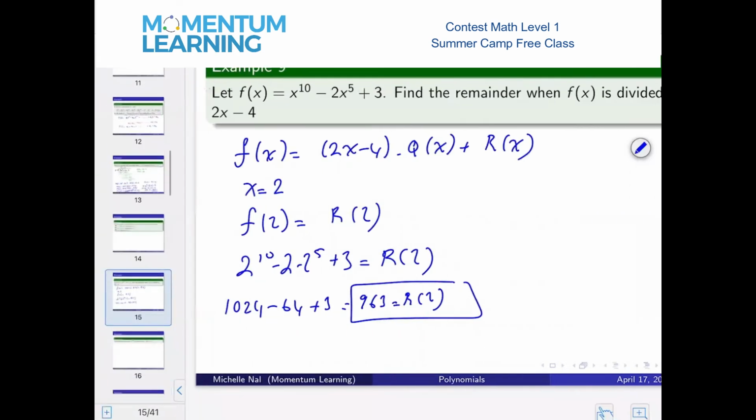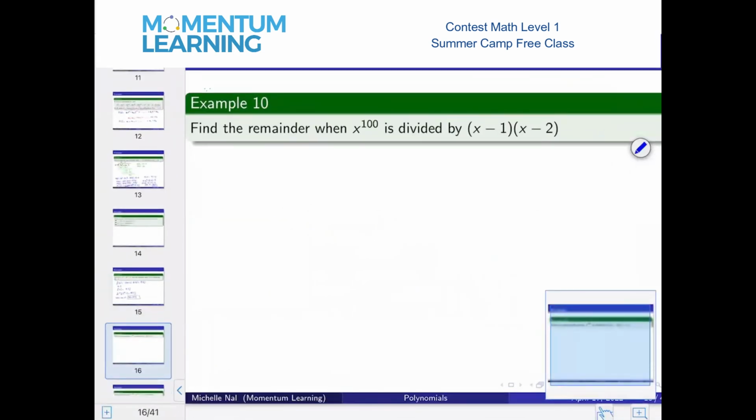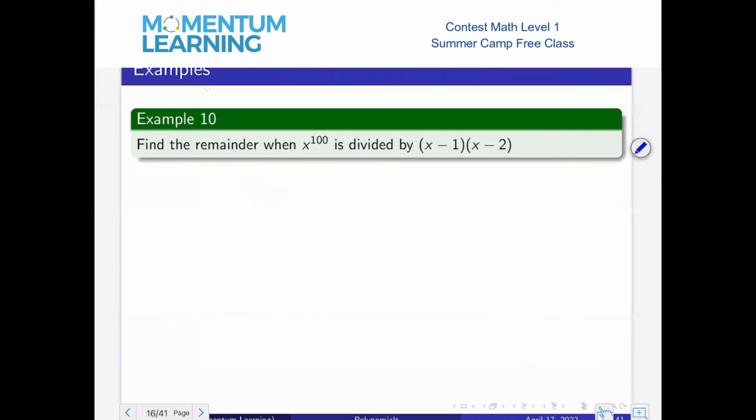Okay, let's move on again. Now let's take a look at the question here, right? The question says find the remainder when x to the 100 is divided by x minus 1 times x minus 2. Same idea. We are going to use the division algorithm.